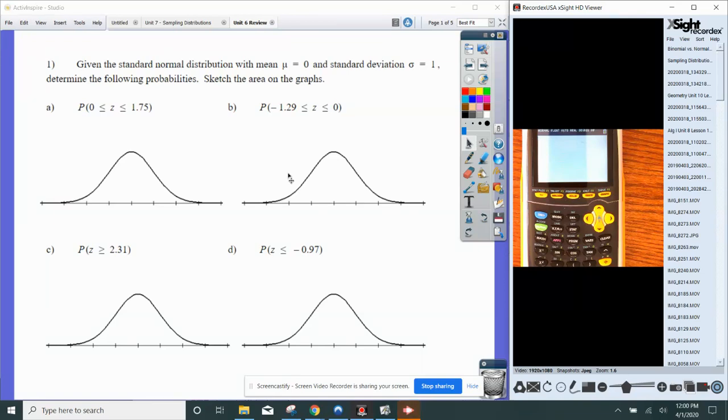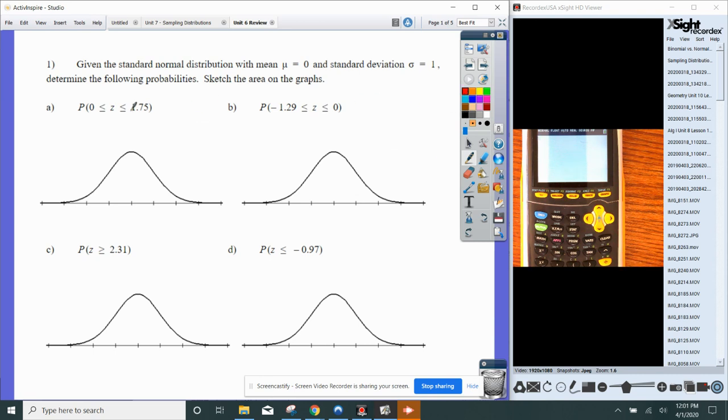Unit 6 review that I posted recently. It just kind of goes over what we did in Unit 6. So for the first number one, standard normal distribution, mean mu equals 0, standard deviation 1. Determine the following probabilities, sketch the graph, or sketch the area on the graphs.